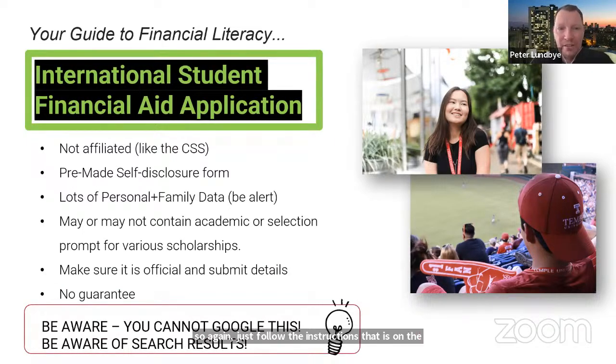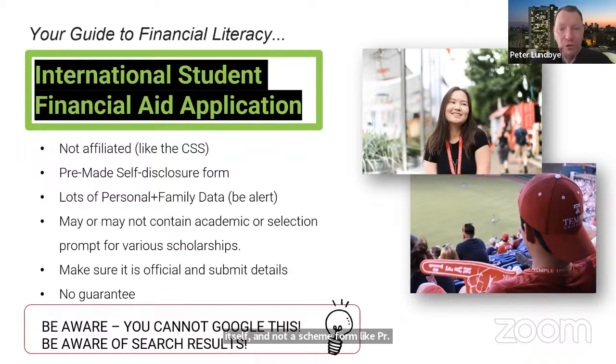So the ISFAA form is not affiliated like the CSS. It is a pre-made self-disclosure form where you put information that is requested, that usually includes the income of your family, your properties, etc. It will have lots of personal information, but be alert that you are looking at a form from the institution itself and not a scam form like Pranati mentioned.